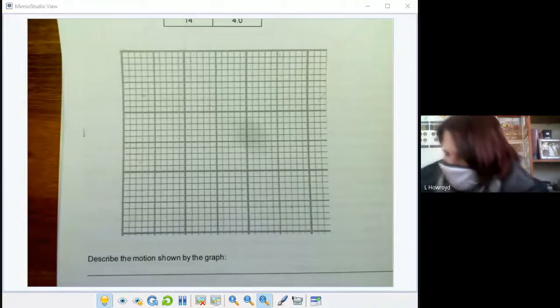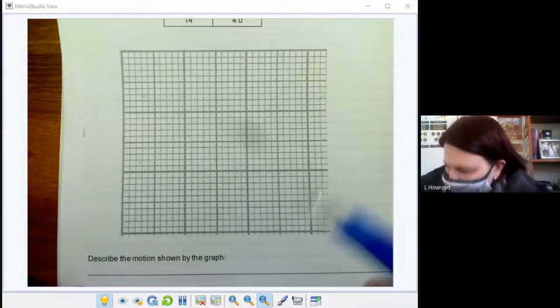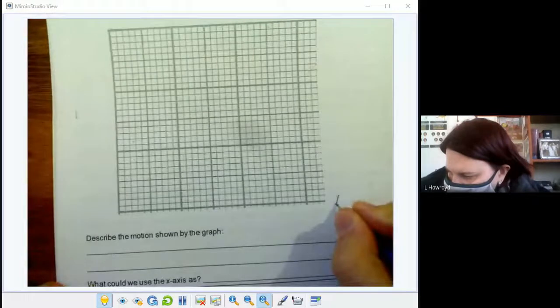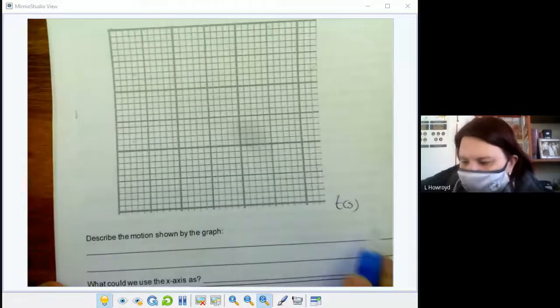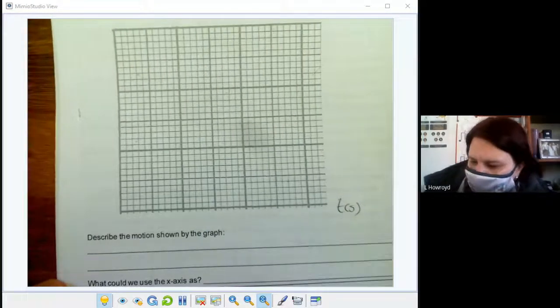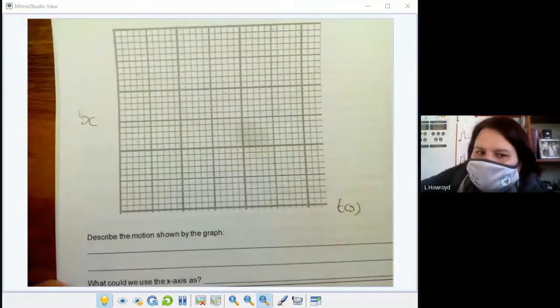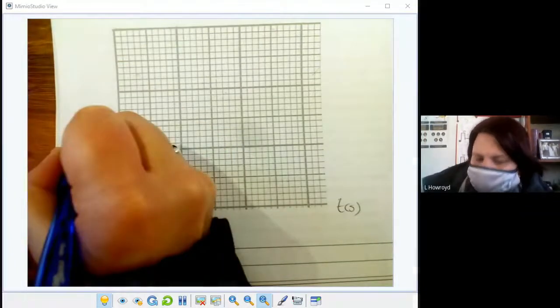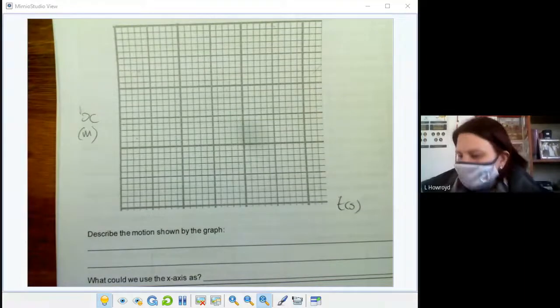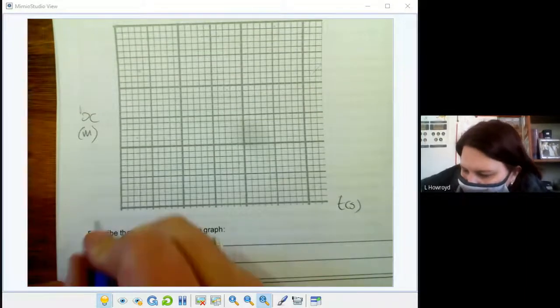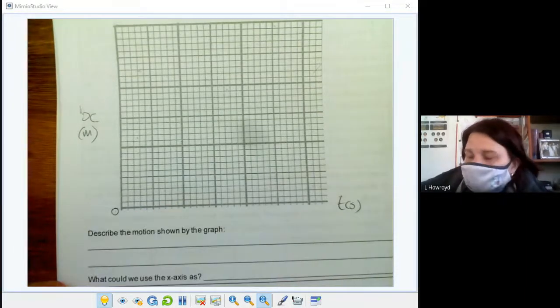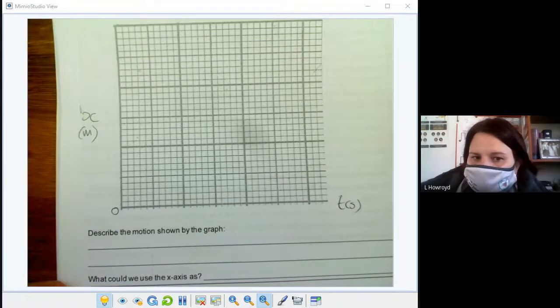Okay, all right, so let's see. Time is on the x-axis, and you can make it just a T with an S. Position, we can look at an X with a meter. So it's always in meters, always in seconds. Okay, we know we're going to start at 0. Make sure that you always indicate your origin.